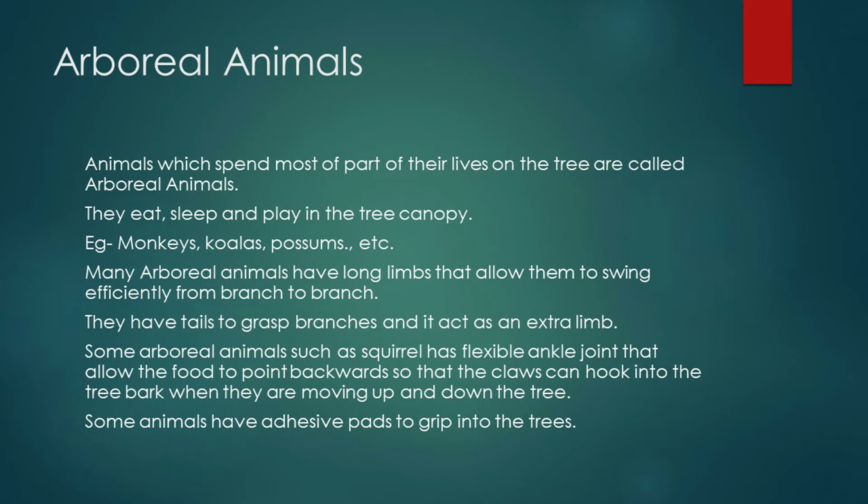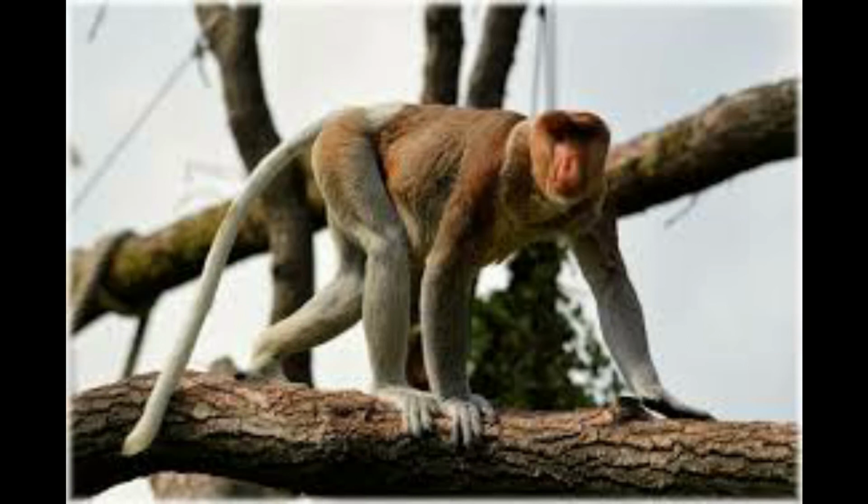They have long tails to grasp branches and it acts as an extra limb. Now their tail works like a separate leg, which holds the branch of the tree and helps them when they are swinging. So this is the fifth leg, or you can say this is the fifth leg of the monkeys.